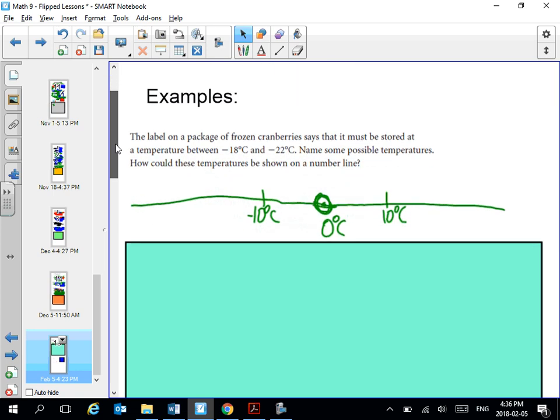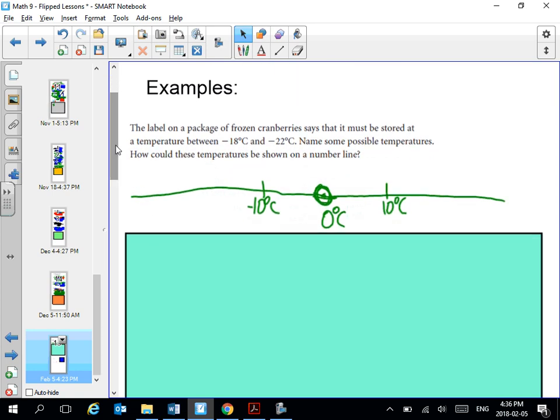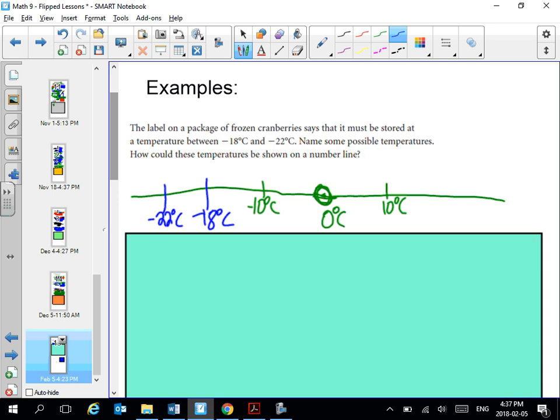So if we look at that example right here, the label on the package of frozen cranberries says that it must be stored between -18 and -22. On this very exact, very lazy number line, I would show -18 down here and -22 right there, showing that both of those temperatures are colder than -10, even though their numbers are bigger.